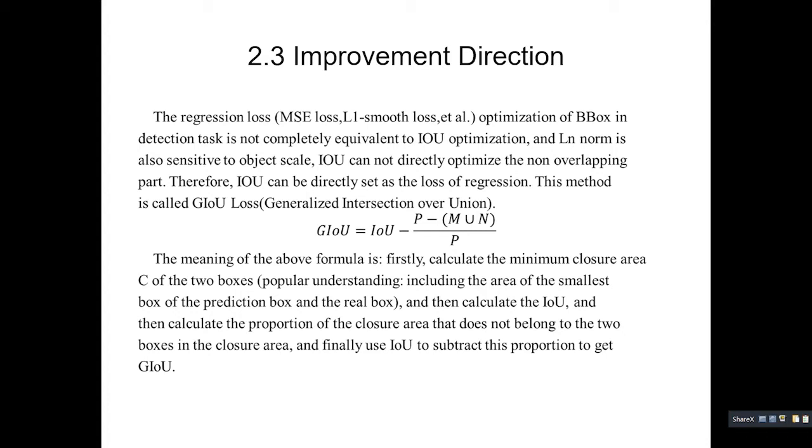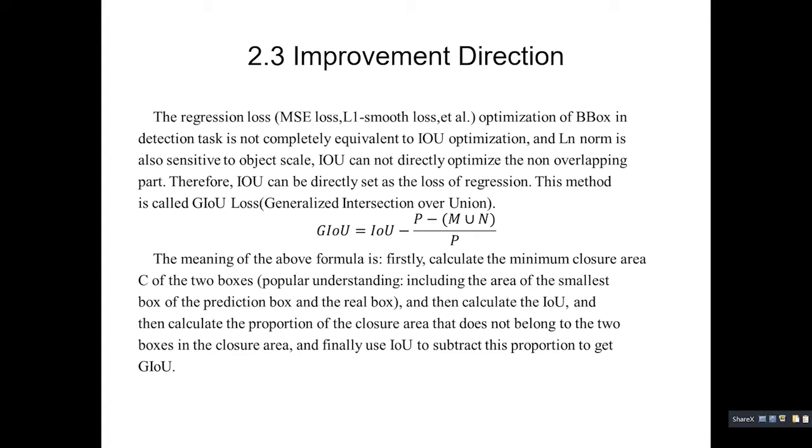The regression loss. Optimization of the bounding box in the detection task is not completely equivalent to IOU optimization, and the L_n norm is also sensitive to object scale. IOU cannot directly optimize the non-overlapping part. Therefore, IOU can be directly set as the loss of regression. This method is called GIOU loss.